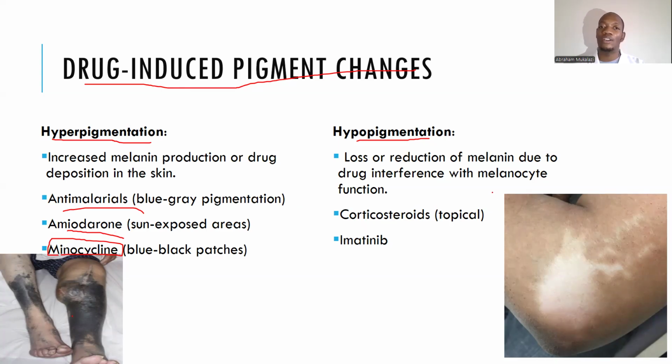But sometimes as well, you can be on the other end of the spectrum, where you get hypopigmentation. So in this case, we have drugs like corticosteroids, the topical corticosteroids. We've seen them causing hypopigmentation. Even the intralesional triamcinolone causes hypopigmentation. And even the biological imatinib has also been associated with hypopigmentation. So usually the mechanism is simply to interfere with melanocyte function. Then you have reduced melanin production, which consequently gives you hypopigmentation.